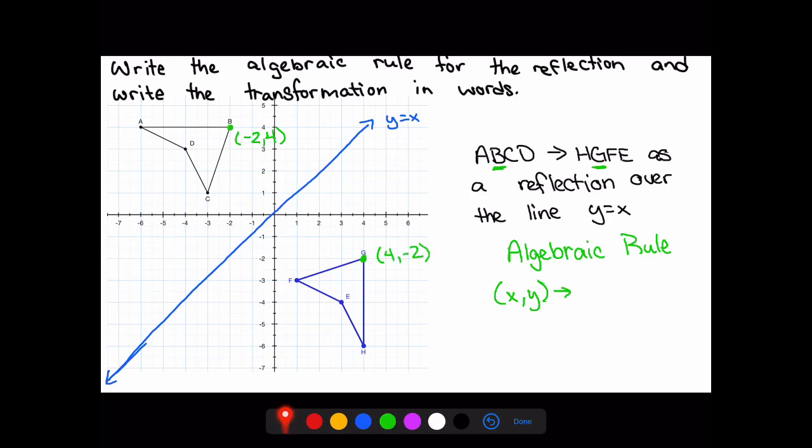If I take point B, it's at negative 2, 4. What happens when it turns to point G? Well, these just flip around. Negative 2, 4 becomes 4, negative 2. So xy turns into yx. So that is our algebraic rule for the reflection over the line y equals x.